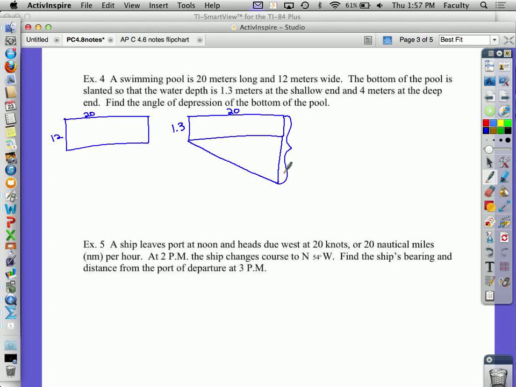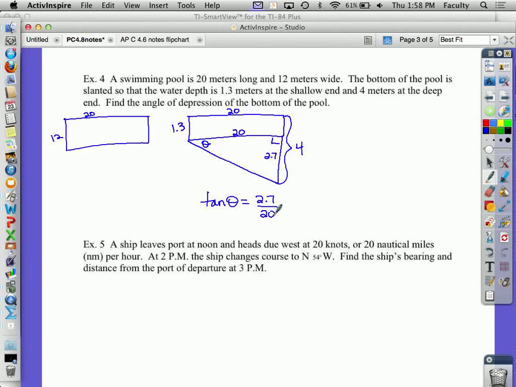And then it goes down to a total of 4 meters. And then here's that angle of depression. It's from the horizontal, where it's parallel at the 1.3 meters going down. So we're trying to find theta. Okay, well this piece is a rectangle, so this is 20. I don't seem to have enough information. This piece is not 4. How long is that? 2.7. This is 2.7. So now I can do it. This is going to be tangent theta equals 2.7 over 20.